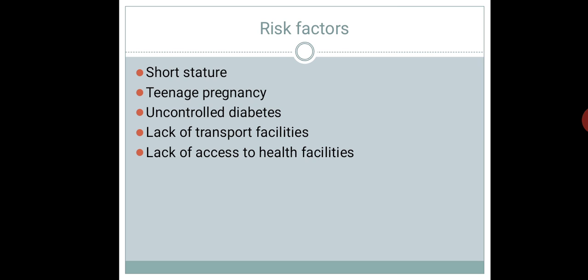What are the risk factors? One is short stature, then a teenage pregnancy, a young patient, the pelvis will not be developed, then uncontrolled diabetes, then the baby will go for macrosomia. Lack of transport facilities, so when a patient with a CPD is referred and when there is lack of adequate transport facilities, the patient may go for obstructed labor. Then lack of access to health facilities, certain tribal areas if they are remaining at home.